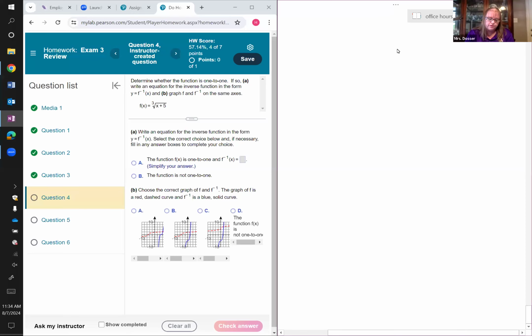Here we're asked to determine whether the function is one-to-one, and if so, on part A, write an equation for the inverse function in the form y equals f inverse of x, and on part B, graph f and f inverse on the same axes. We're given the function f of x is equal to the cube root of x plus 5.